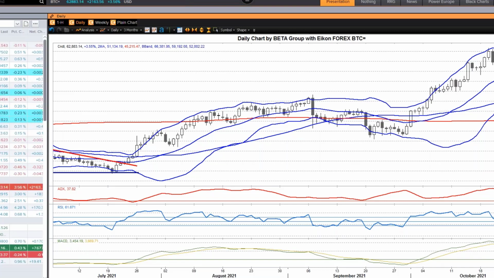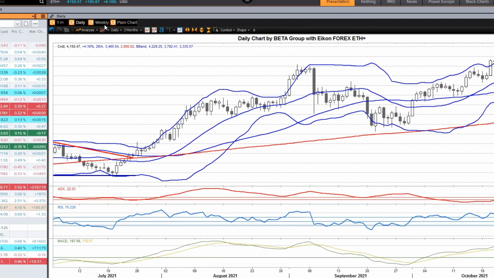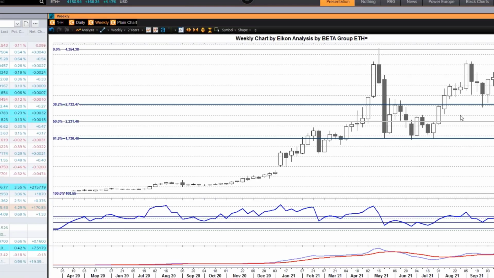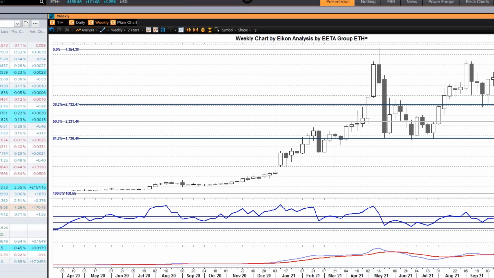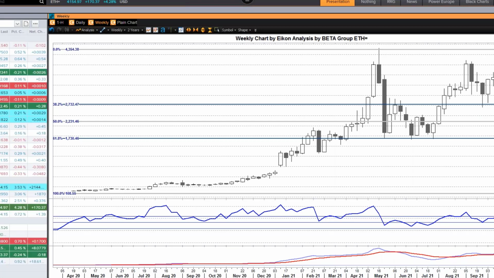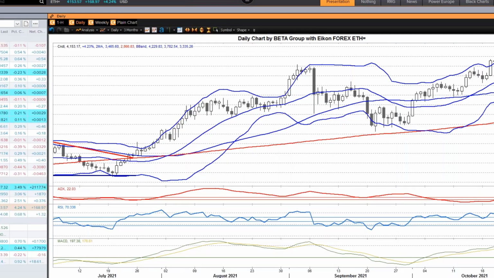Not so clear or not so obvious at all on the Ethereum. Again, we also broke to a new high on Ethereum, but this was really much more just went to the high and then pulled back from the high and made two highs, which are almost identical here. And then now it's starting to consolidate again above this resistance point here, which is now support at 4,000, and it seems to be stabilizing.